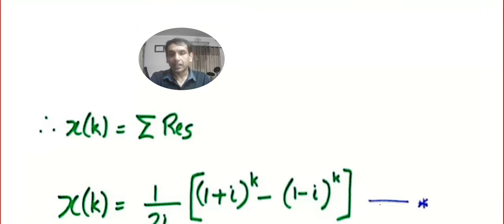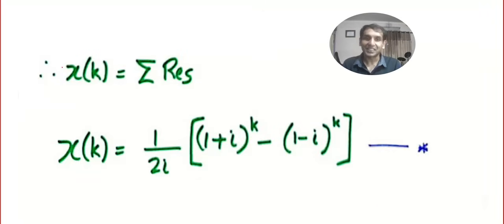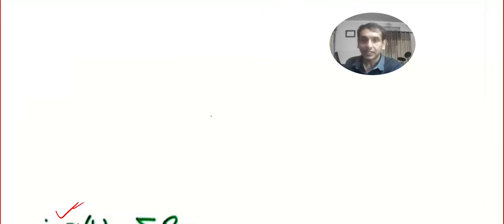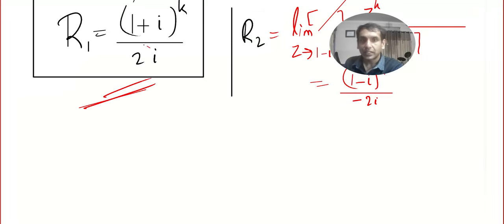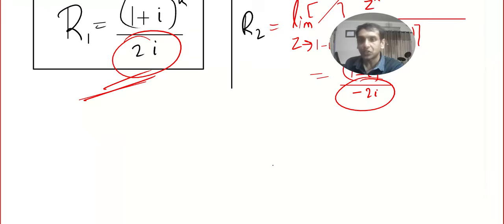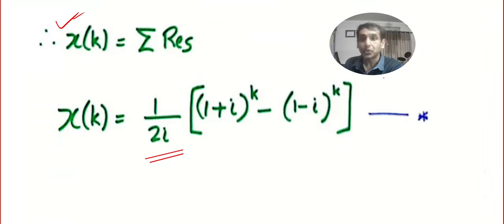Anyway, at the end you're going to get this. So sum of the residue, 1 by 2, I took common. I think you saw the residues over here. Can you see the denominator is 2i, denominator is minus 2i? That created a negative over here.